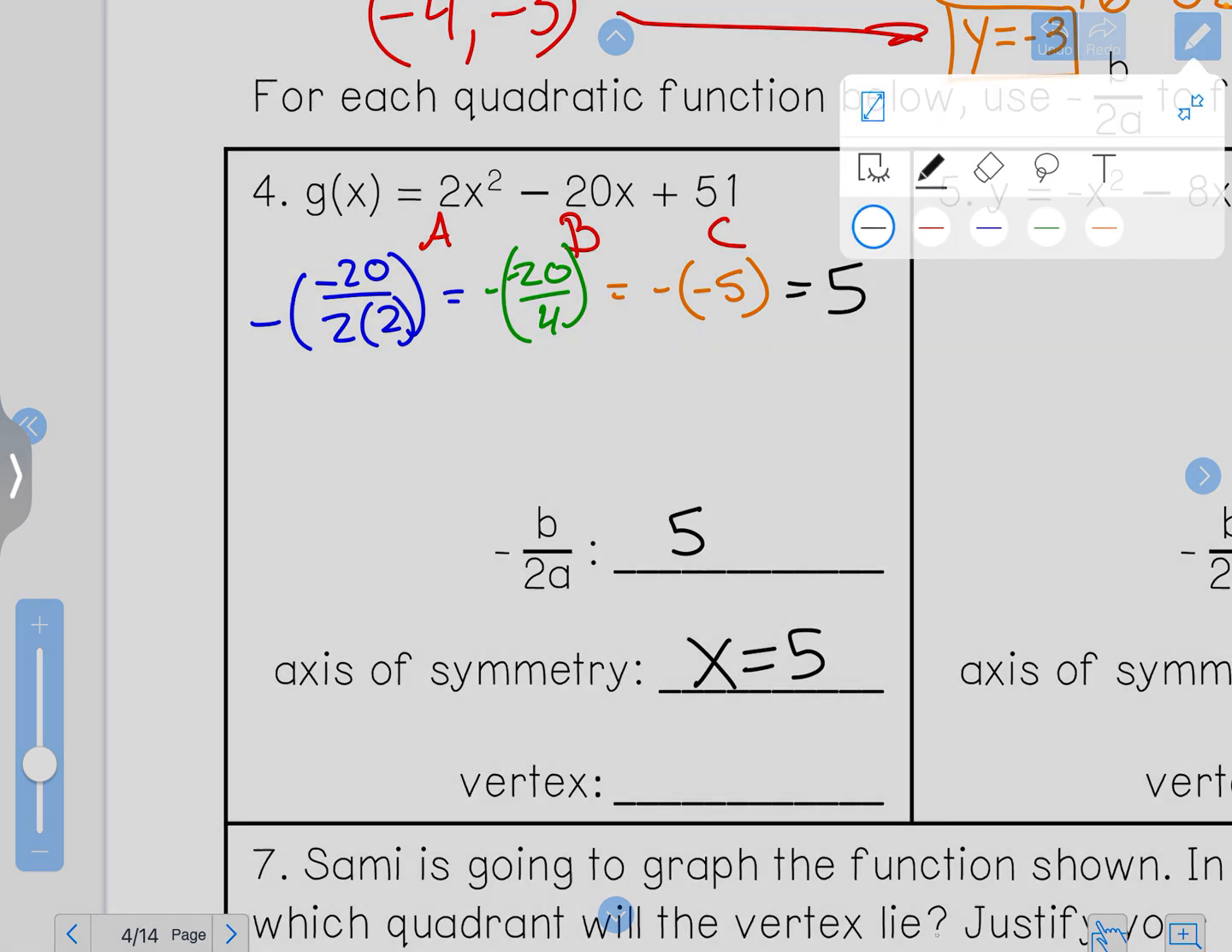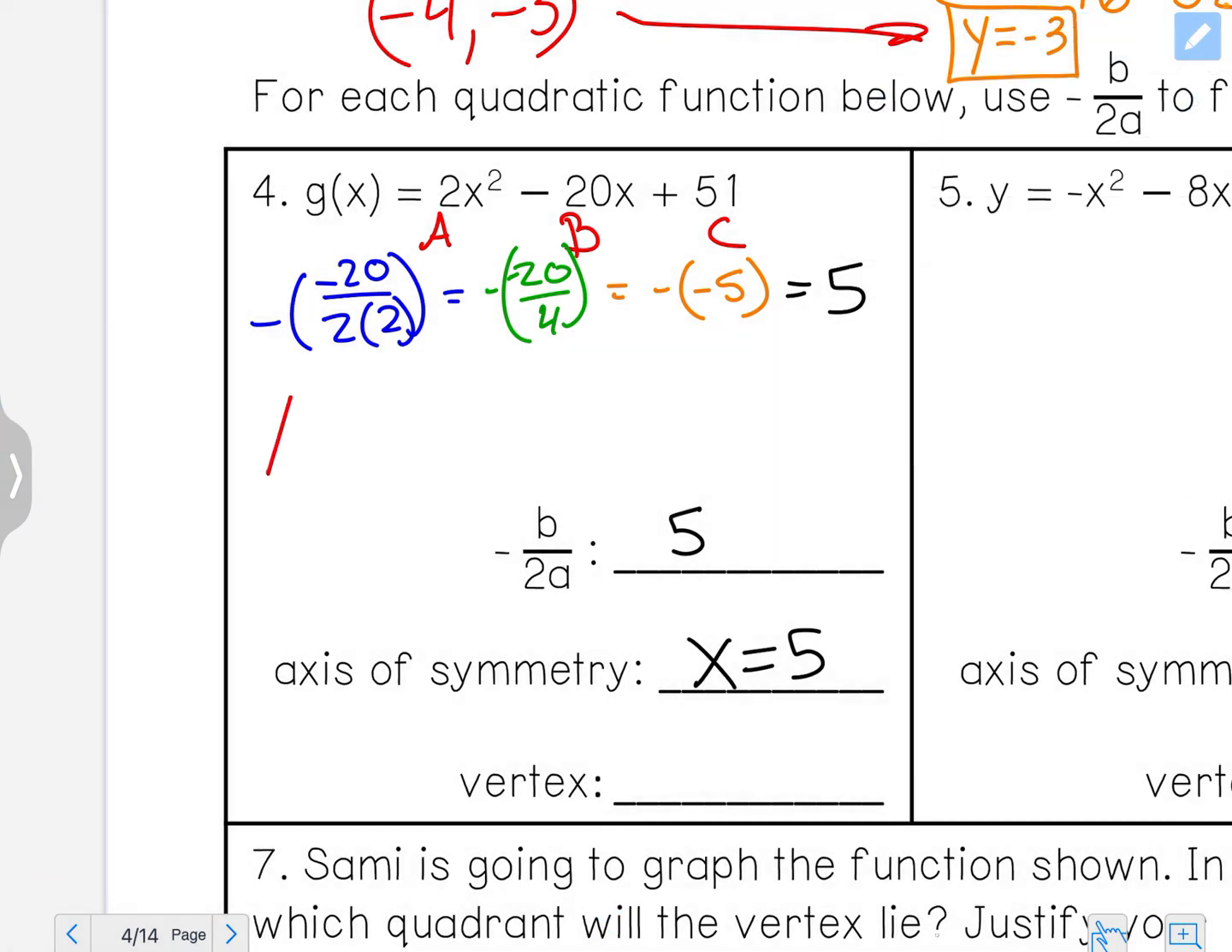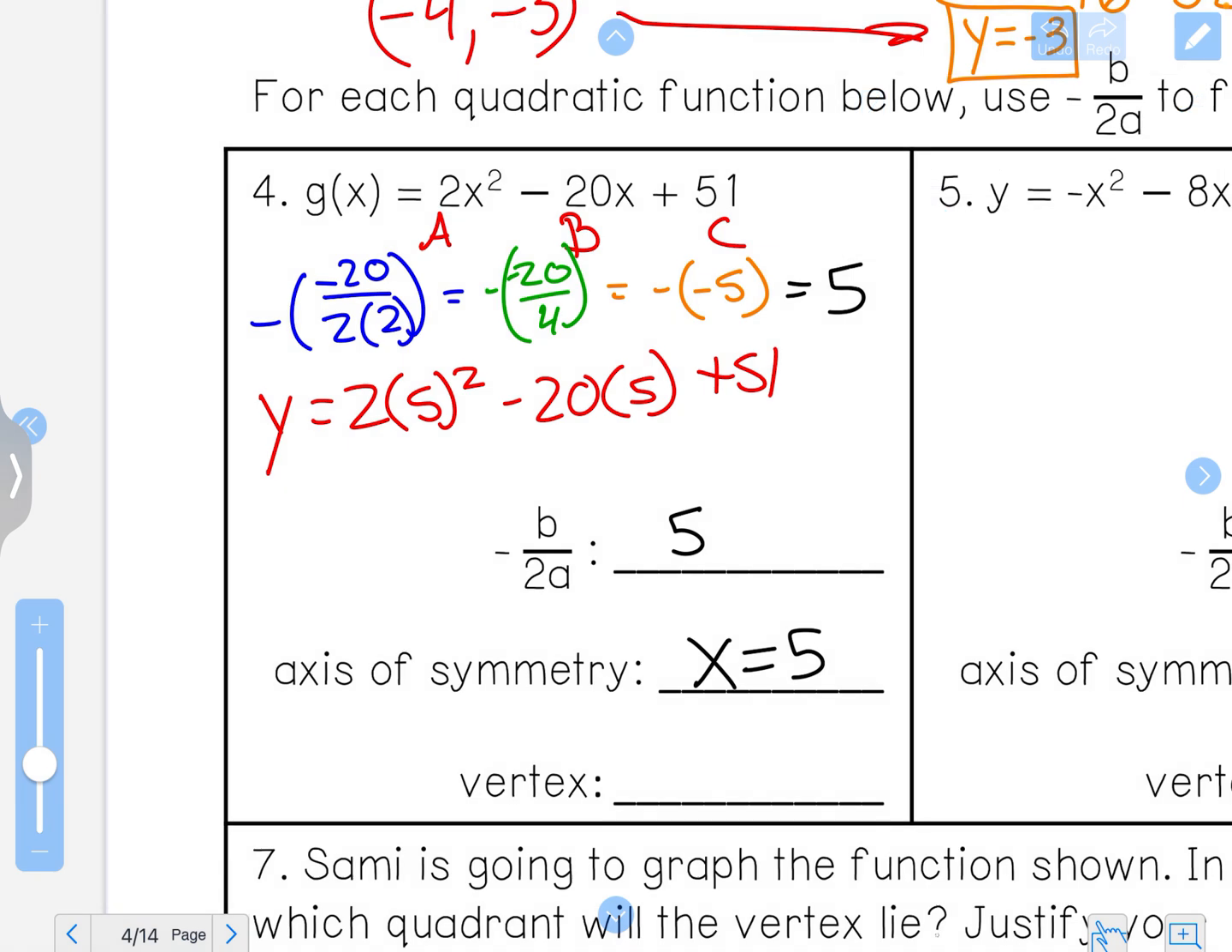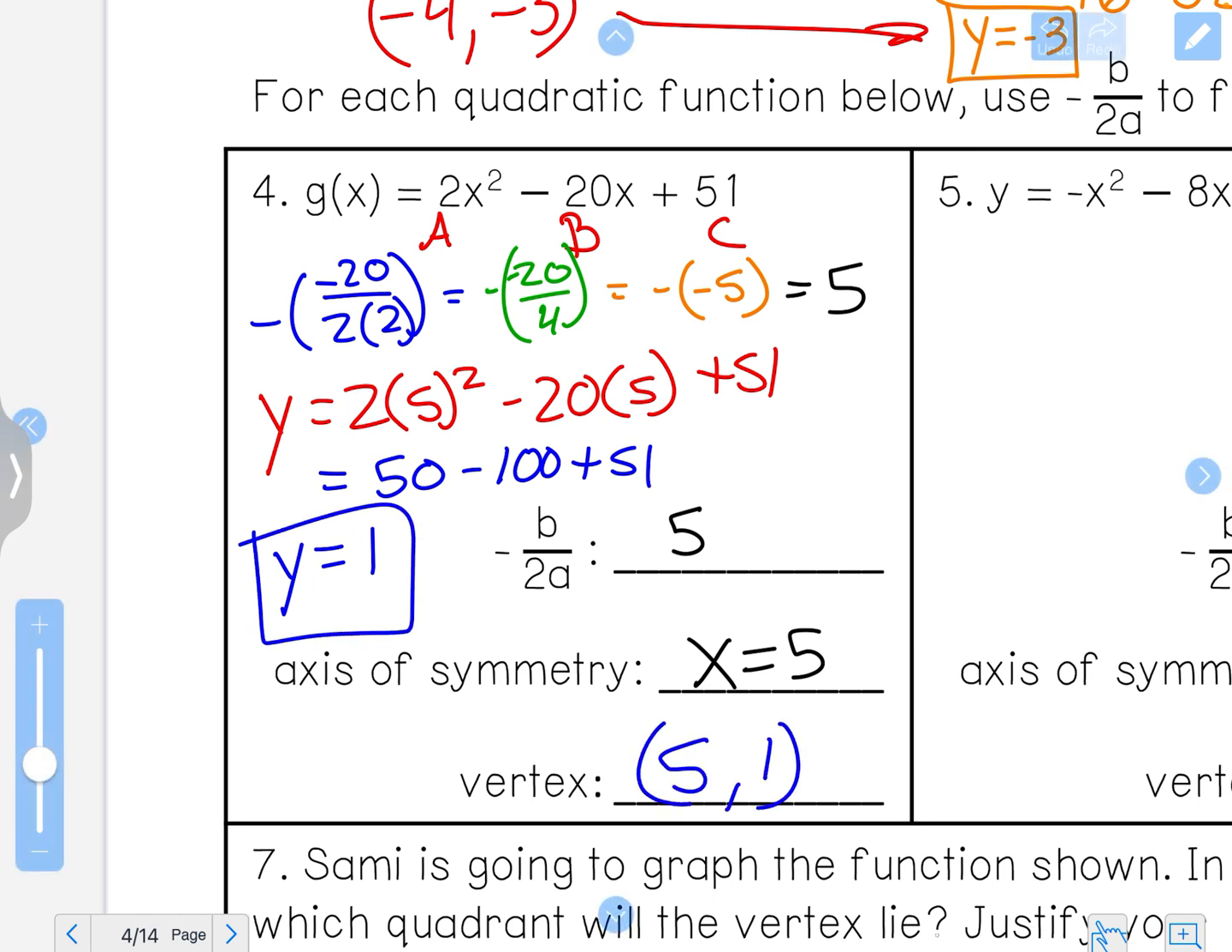And then to find our vertex, we're going to plug it back into the original equation. So y equals, and again, I'm going to replace all of my x's with 5. 5 squared minus 20 times 5 plus 51. So 5 squared is 25, times 2 is 50, negative 20 times 5 is negative 100, plus 51. Let me actually put 51 instead of the number 1. And so we should have a y that equals 1. So our vertex should be 5, comma, 1.